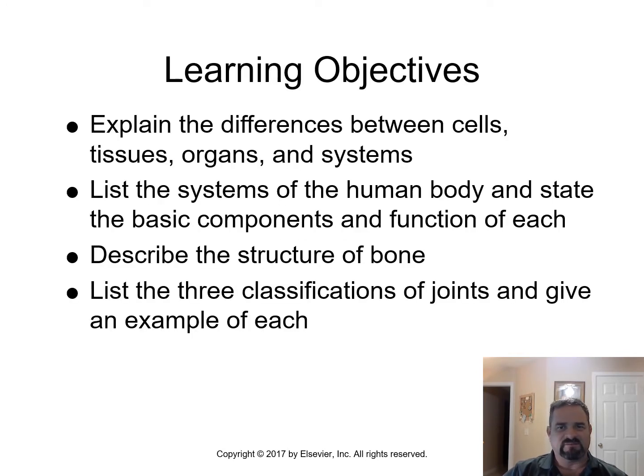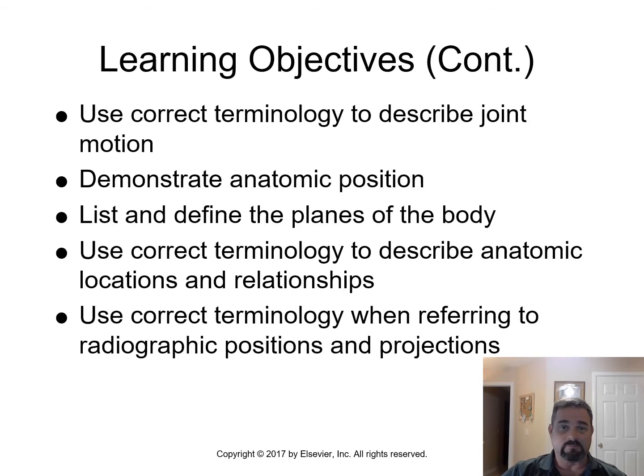All right, so our objectives: we're going to talk about the difference between cells, tissues, organs, and body systems. We're going to list those systems of the human body. We'll talk about basic components and functions. Also describe the structure of bones. List 3 classifications of joints and give examples of each. We're also going to use correct terminology to talk about joint and joint motions.